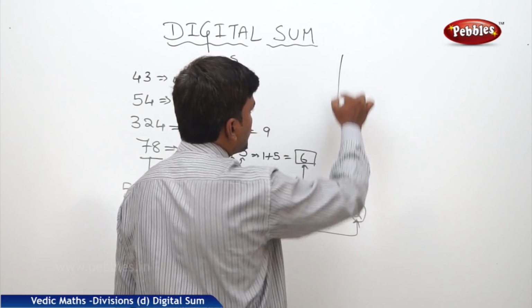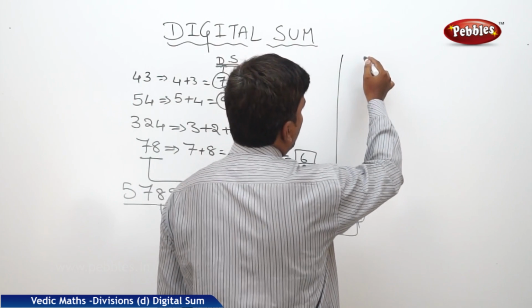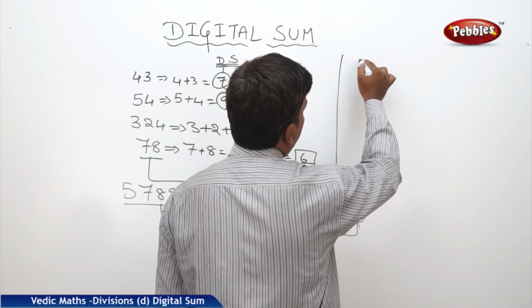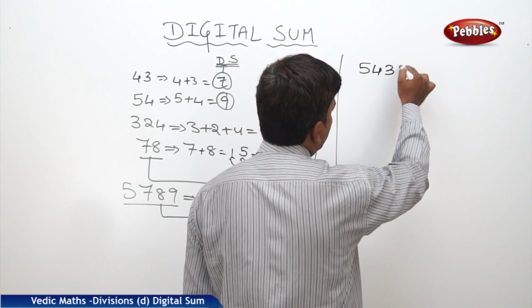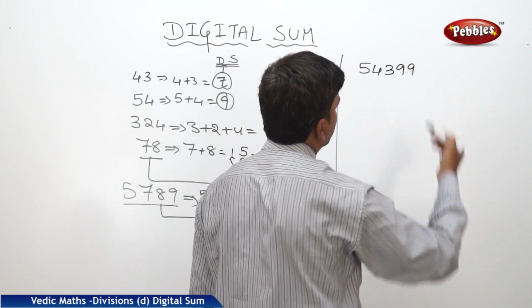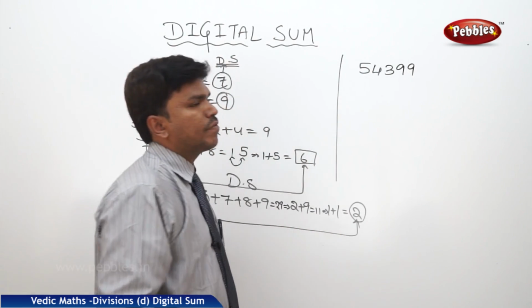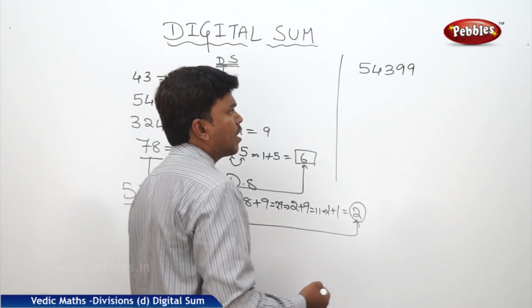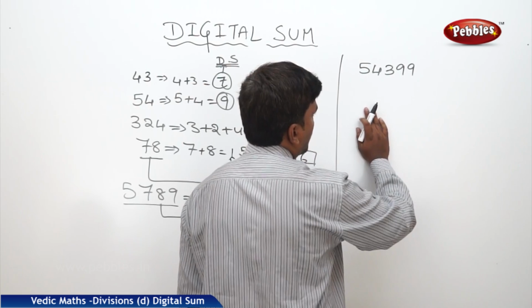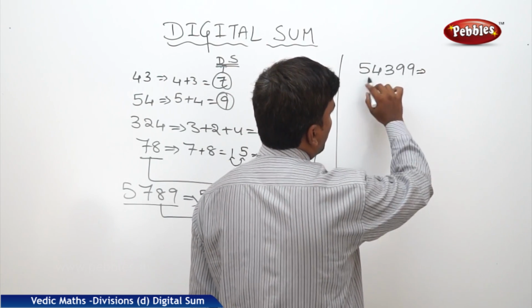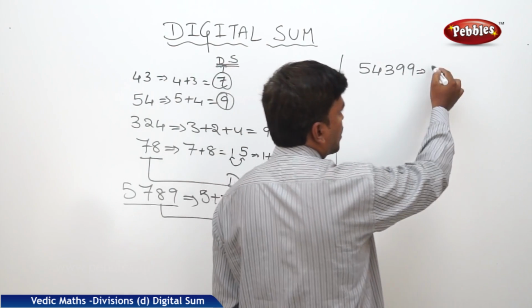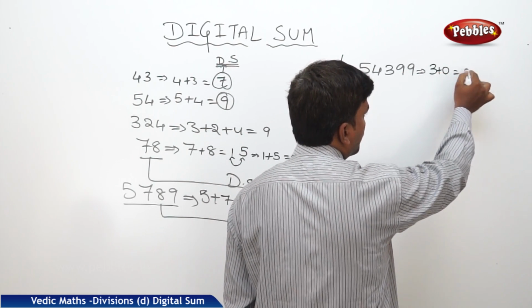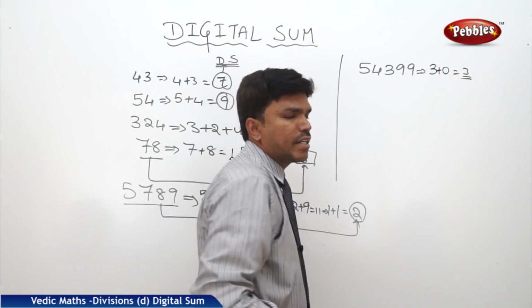Suppose if I ask you, I want the digital sum of, say, 54399. I want the digital sum of 54399. So what is the answer? 5 plus 4, 9, 9 plus 3, 12, 12 plus 9, 21, 21 plus 9, 30. 30 means again 3 plus 0, 3. Like that you can write.